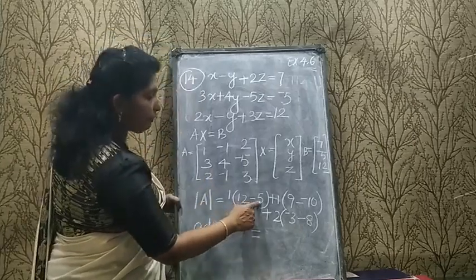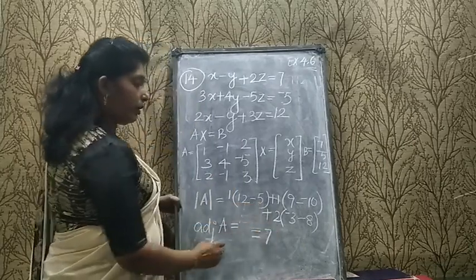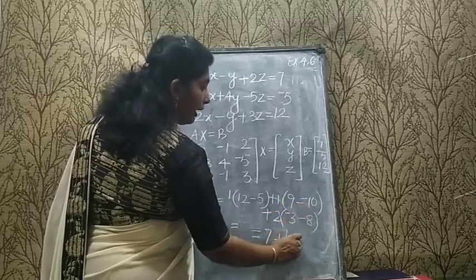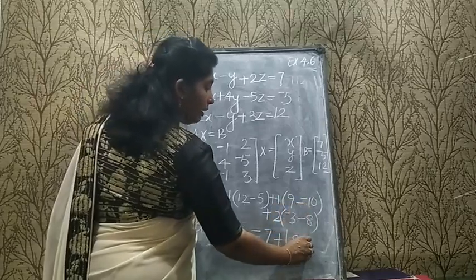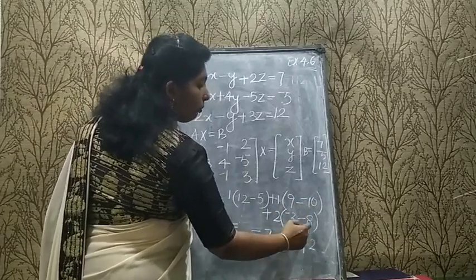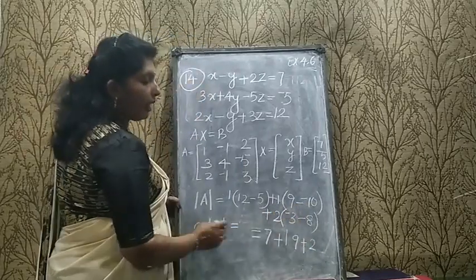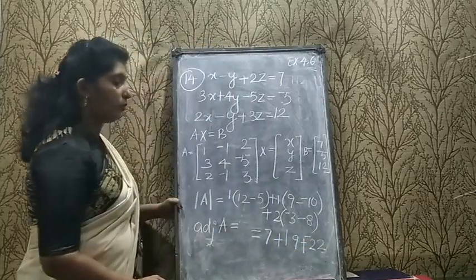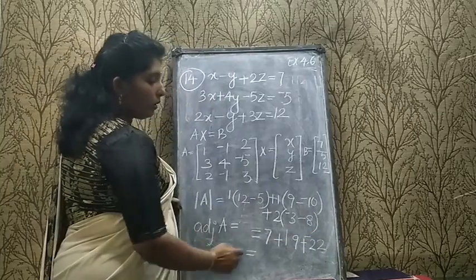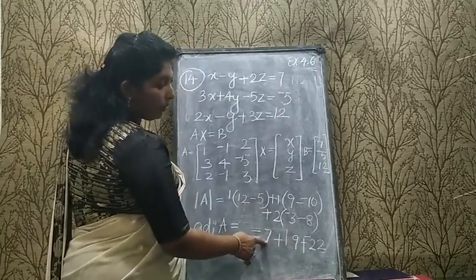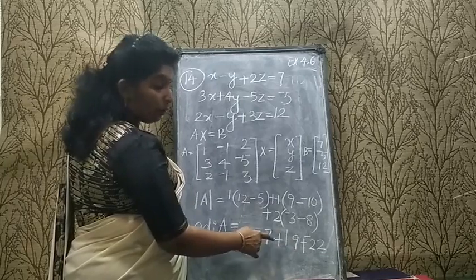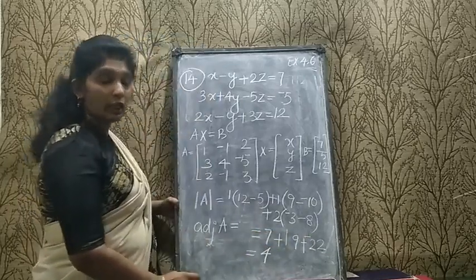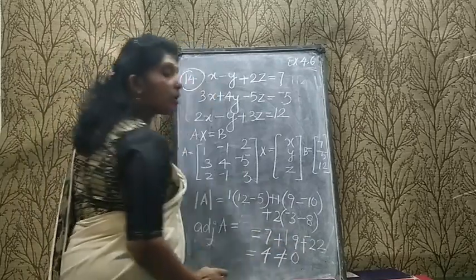12 minus 5, which is 7, then plus 9 plus 10, 19, then plus 2 into minus 8 minus 3, that is minus 11. Minus 11 into 2 will be minus 22. So, here 19 plus 7, that will be 26. 26 minus 22 will be 4. So, here we got the determinant of A as 4, which is not equal to 0.